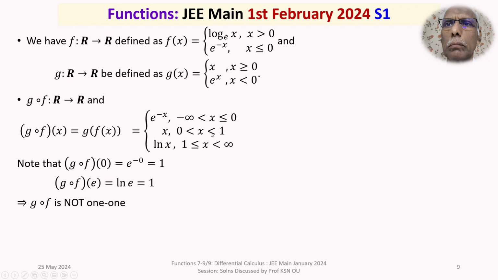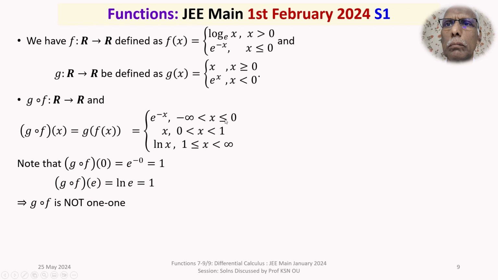And in the second one, for 0 less than x less than 1, the images are from minus infinity up to 1, and 0 and 1 are not included. For ln x, what are the images? For 1 less than or equal to x, ln of 1 is 0, and ln of infinity is infinity.